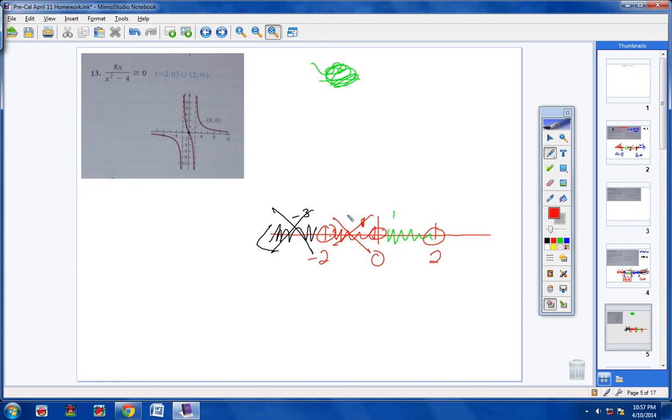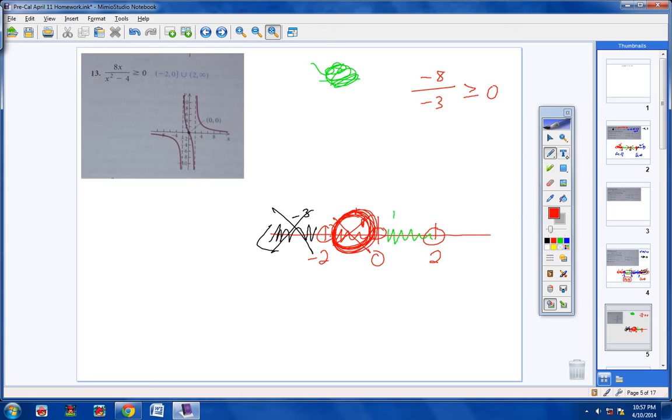I apologize. When we tested negative 1 here, for this region, 8 times negative 1 is negative 8, and then 1 times 1 minus 4 is negative 3. So a negative over a negative does give you a positive number, and that is greater than 0. So I apologize. This region here does work. Okay, the one in red that I'm circling over and over.